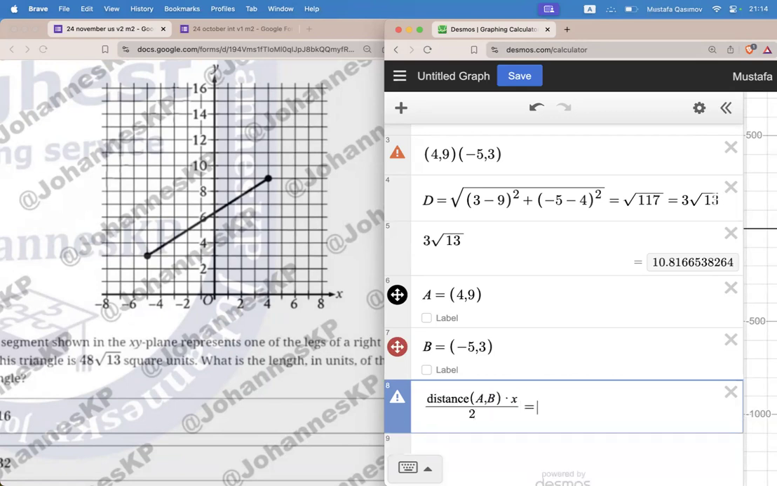Okay, then it is equal to 48 square root of 13. If you want, you can also do it like that. You can use the distance function.